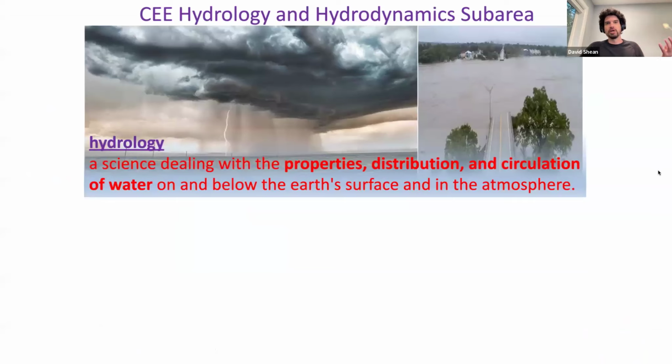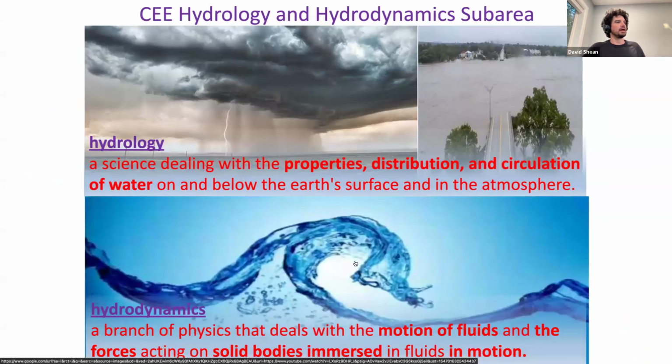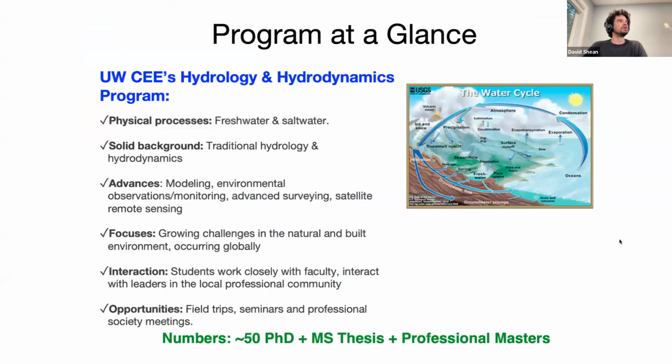So a general overview for people who might not be familiar. Hydrology is a science dealing with the properties, distribution, and circulation of water on and below the Earth's surface and in the atmosphere. And hydrodynamics is a branch of physics that deals with the motion of fluids and the forces acting on solid bodies immersed in fluids in motion. And we offer courses in both of these, and we have faculty with expertise in both of these areas. So, a high-level overview.